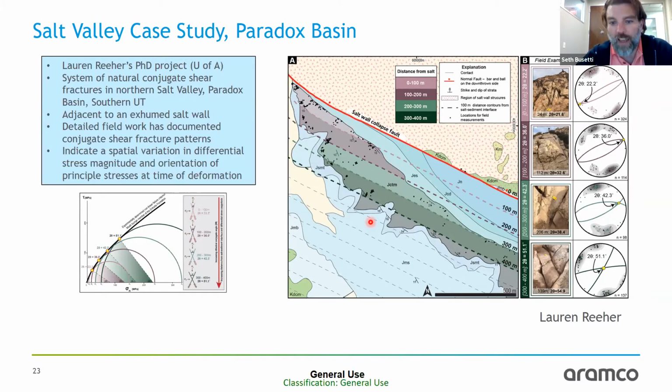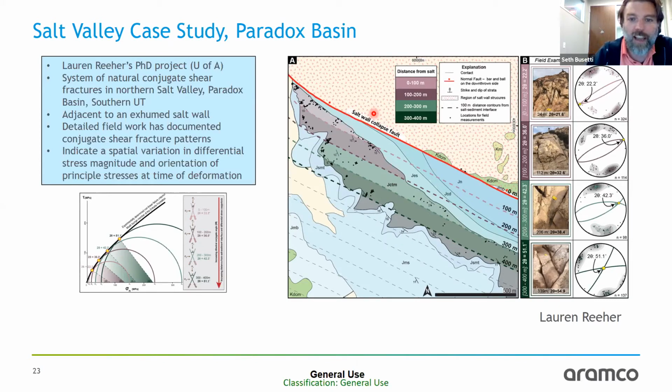So here's kind of a map view of structures that she's been looking at. She's gone out and collected a lot of field data. So natural fractures, specifically she's looking at conjugate fault patterns related to both the fault and the salt wall collapse structures. And so this is kind of a great case study. It's a long trend with Lisbon Valley. It's a long trend with Moab. And so this is an area that we're interested in understanding, because there's really some good field data, and there's a great structural story here.